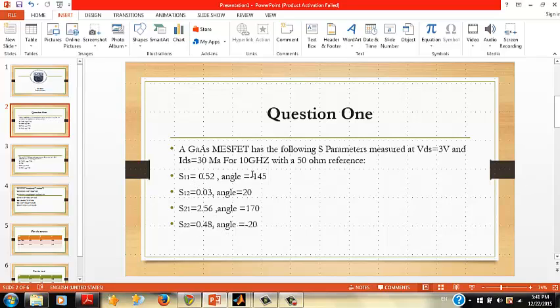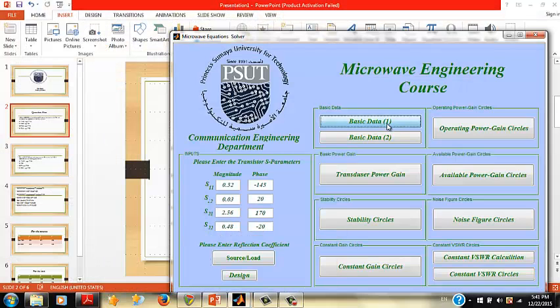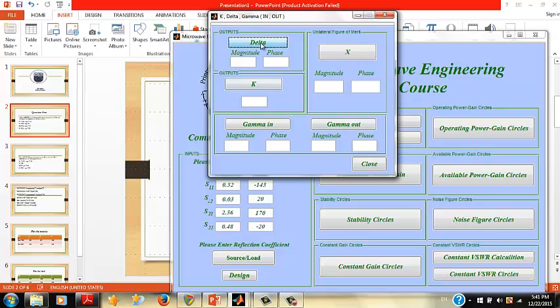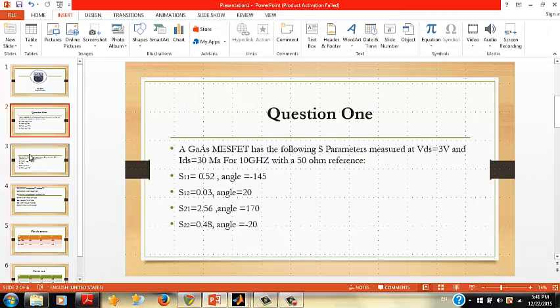Now we will place these S parameters on the calculator and find the delta value and the K value. Here the delta value equal to 0.2 and the K value equal to 3.45. It is greater than 1, which means that it's unconditionally stable, so there is no need to draw it. Then we will solve question 2.